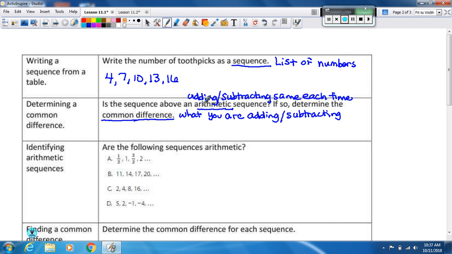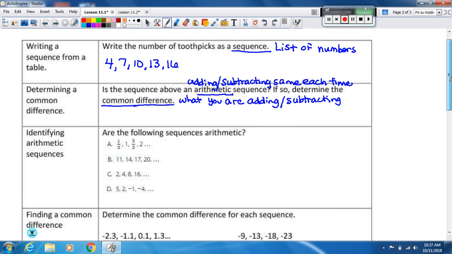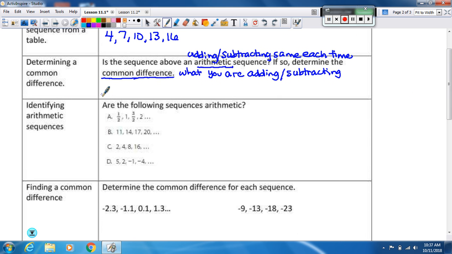Is the sequence above an arithmetic sequence? An arithmetic sequence is adding or subtracting the same each time, and if so, determine the common difference. That's what you are adding or subtracting each time. So we already said that you're adding 3 each time, so the common difference is 3.